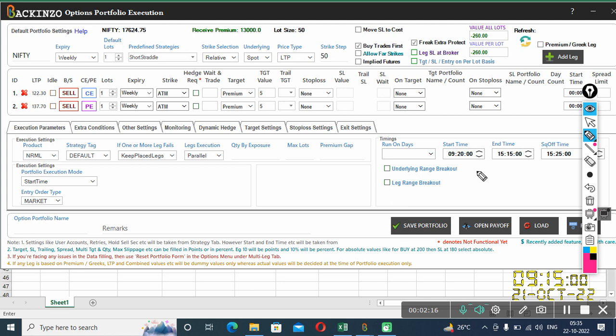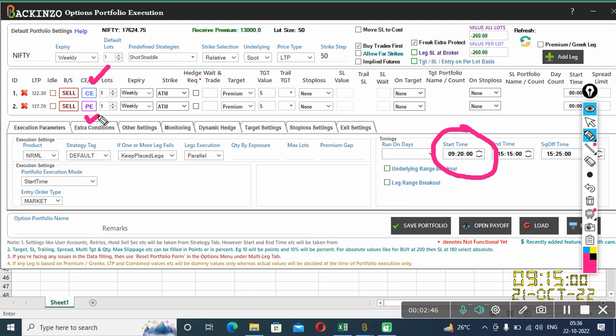But now in case of the wait and trade feature, the idea is that you will just observe, at your start time, that is 9:20, what the premium of the strikes, that is CE and PE, is. Now you will not enter right away, but you will wait for the premium to either increase or decrease by a specific point or percentage, and that's a simple idea.